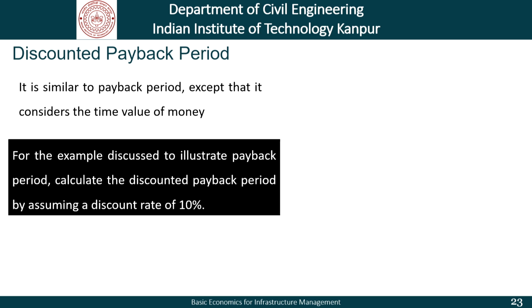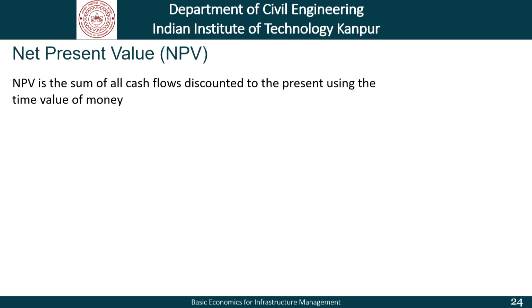For the example discussed, to illustrate the payback period, calculate the discounted payback period by assuming a discount rate of 10%. Now, this is something which is being left to you to do as an assignment. We already did an example for the simple payback period, and what is being left to you is to calculate the discounted payback period assuming a discount rate of 10%. The next parameter that we talk about is the net present value.